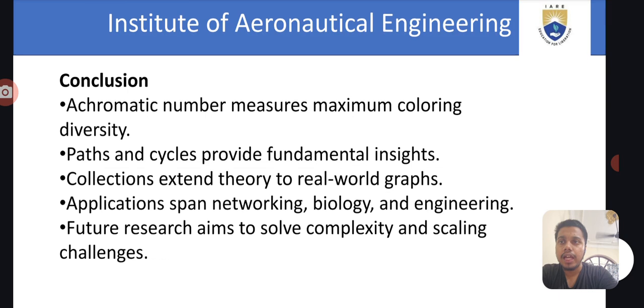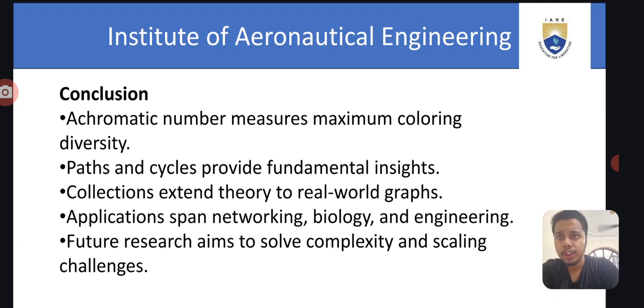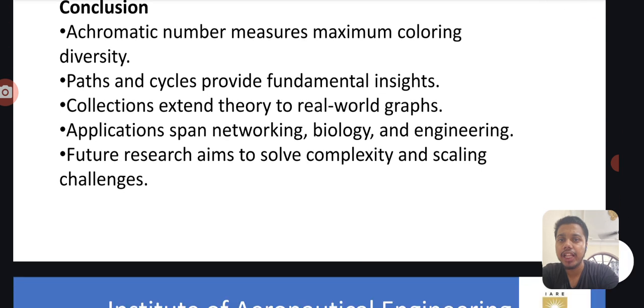Conclusion. The achromatic number measures maximum coloring diversity. Paths and cycles provide fundamental insights. Collections extend the theory to real-world graphs. Applications span networking, biology, and engineering. Future research aims to solve complexity and scaling challenges.